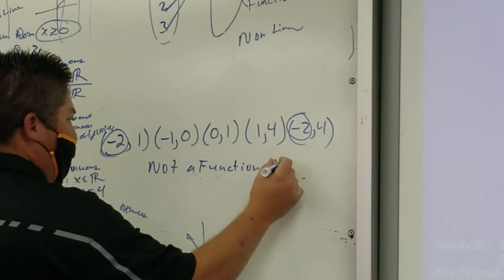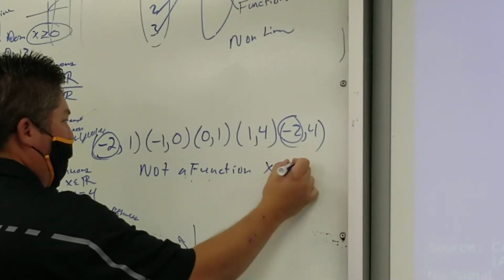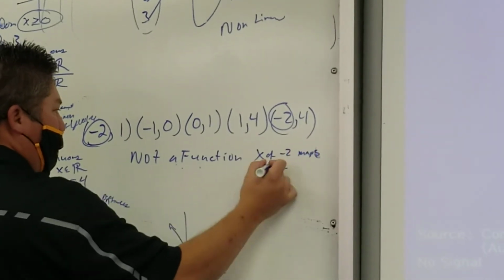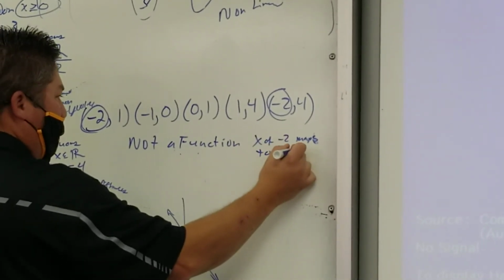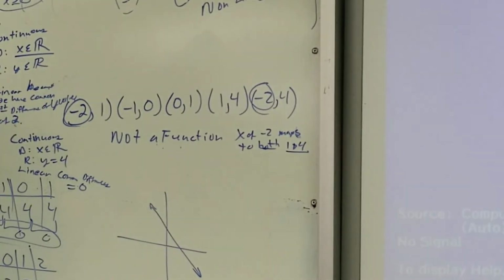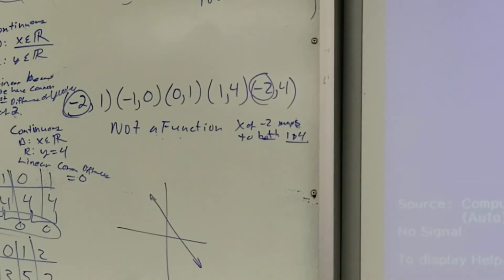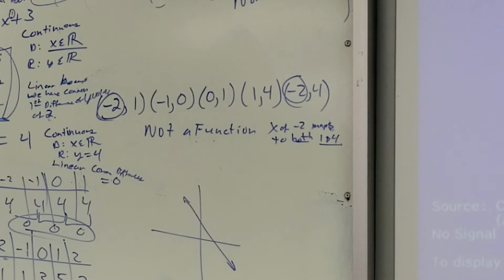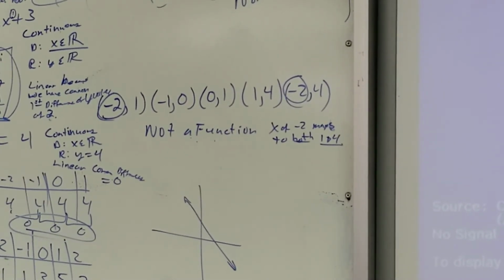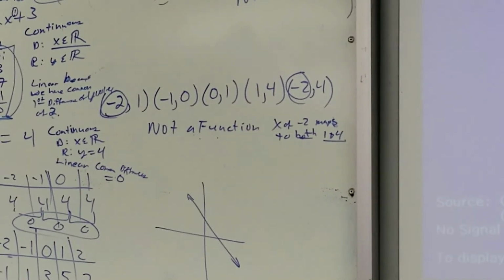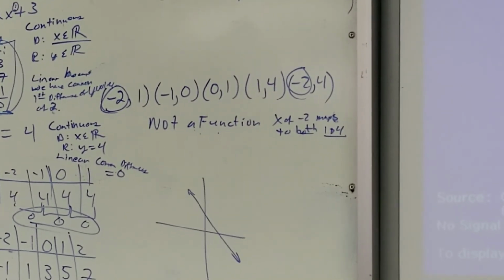x of negative 2 maps to both, and that's key, 1 and 4. If it maps to two things, it is not a function. -2 goes to both 1 and -2 also goes to 4. That's not a function. If I was to do a mapping of that with the arrows coming out of it, then -2 would be only mentioned once, but there would be 2 arrows coming out of -2. That's why it's not a function.